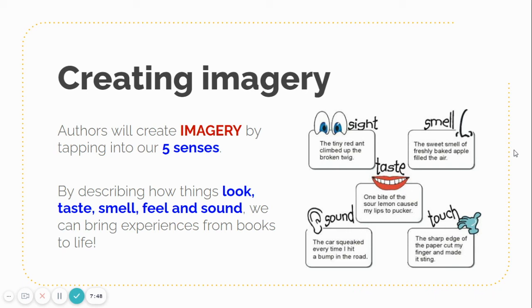And that's the same for sound. The car squeaked every time I hit a bump in the road. That really helps us sort of visualize and hear and almost bring that image of the car braking to life. And also taste and touch are really important senses as well. So every time writers and authors use descriptions or use language that includes one or more of our 5 senses, that is what we refer to as imagery.